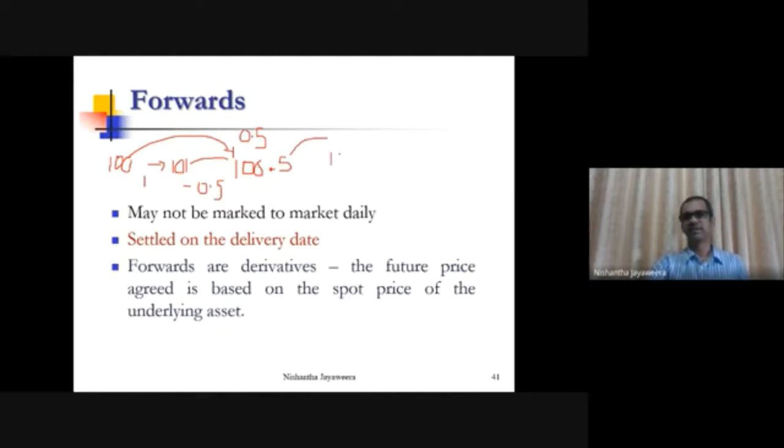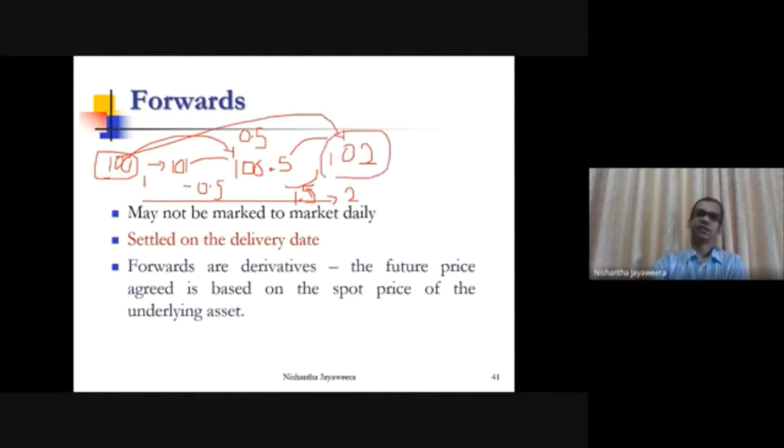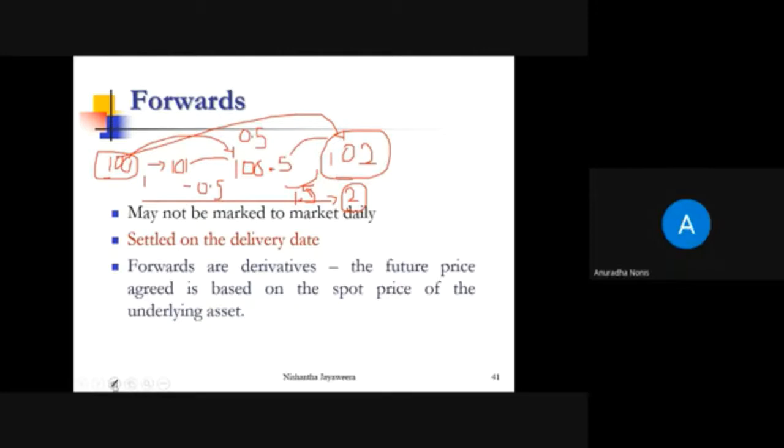So if the next day it goes to 102, this is the market price, and the value of your position would be 102 now. So what is the gain here? The one day gain is 1.5. Once you post it here and accumulate the figures, you still get 2, the same as between 100 and 102. So this is the mark to market value of your position, and this is the P&L figure. Is it clear? Yes, sir, it's clear.